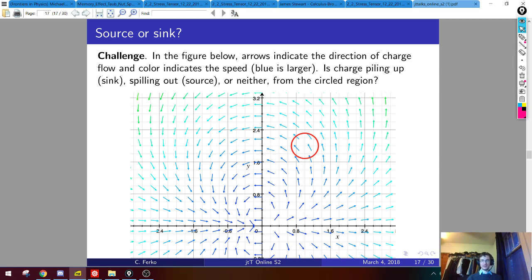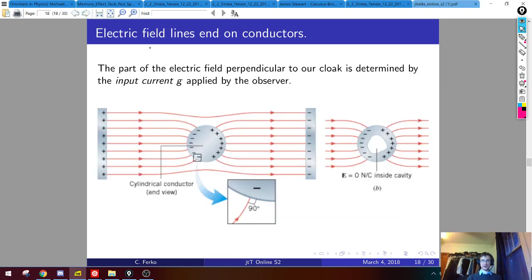What did you say? So in this challenge, Takumi explained to us that in the circled region, charge would be piling up because all of these blue arrows represent fast motion of charges. So here, charges are moving into the region very fast, but green arrows are more slow motion, so charges are leaving the region very slowly, but entering very fast, so charge was piling up inside this region. So that was the answer Takumi gave, which was correct, so this is something we don't want within our cloak, conservation of charge. And then I spoke a little bit about how electric field lines end on conducting surfaces.